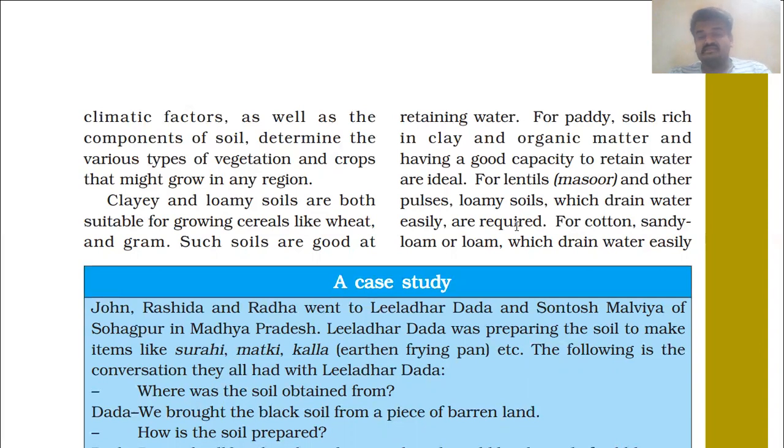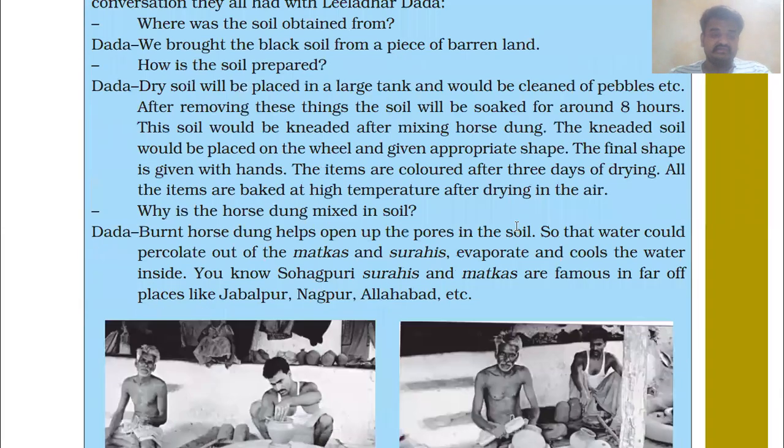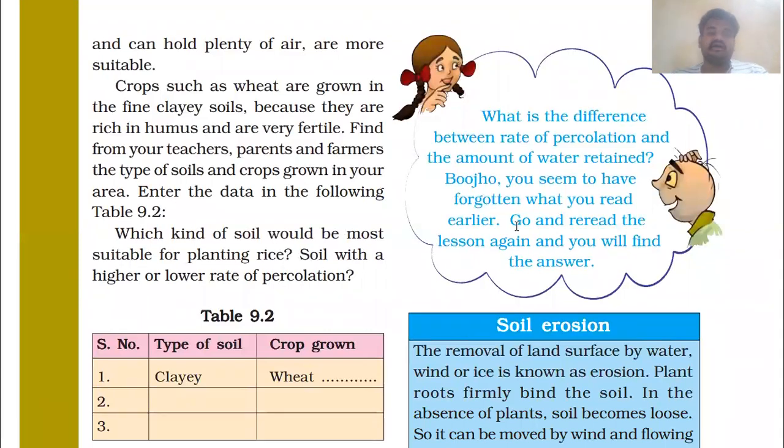For lentils, generally masoor dal, and other pulses, loamy soils which drain water easily are required. For cotton, sandy loam or loam, that mix or only loam, which drain water easily and can hold plenty of water are more suitable. So as I told you, we have to understand the nature of the soil, or else the nature of the crop, that which type of soil it needs. Crops such as wheat are grown in fine clay soil because it is rich in humus and very fertile.